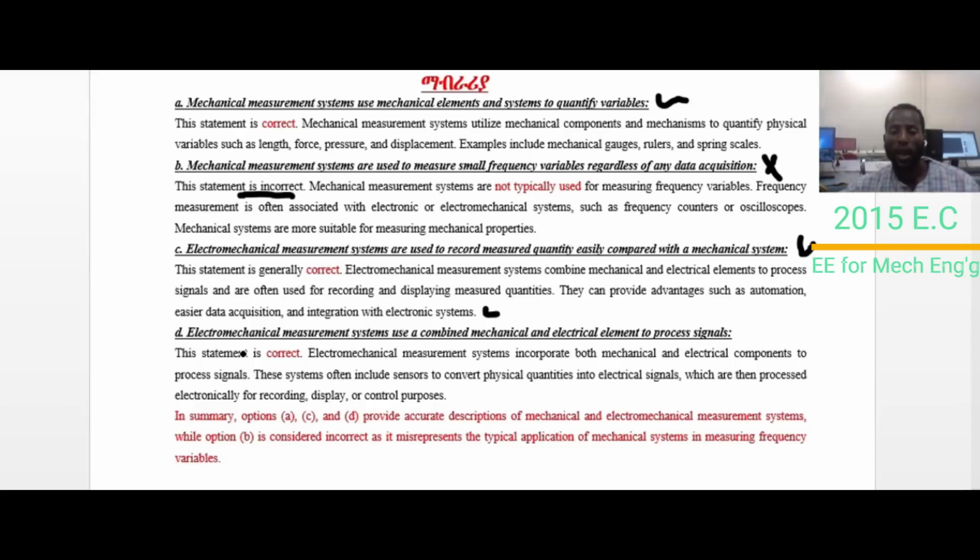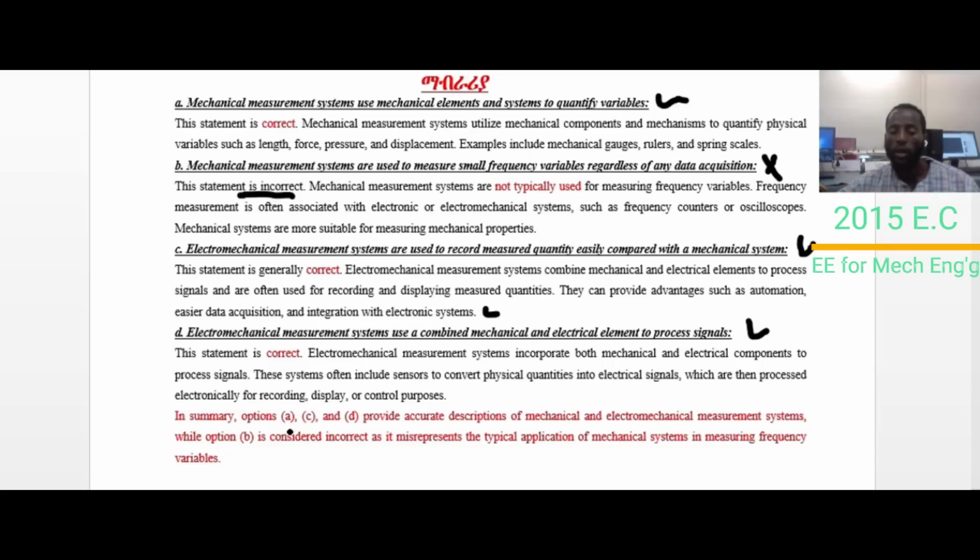The other is, electromechanical measurement systems use combined mechanical and electrical elements to process signals. This is also the correct one. So this statement is correct. When we say electromechanical measurement systems, they incorporate both mechanical and electrical components to process signals. So they often include sensors to convert physical quantities into electrical signals, which are then processed electronically for recording, display, or control purposes. So this is also a correct statement regarding this measurement.